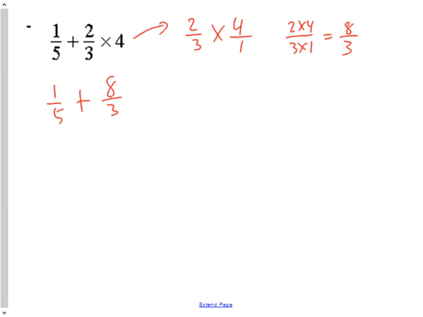And when you transition from multiplication to addition, addition does require you to have common denominators. So we're going to write down 15 and equivalent fractions. So 3/15 is equivalent to 1/5.